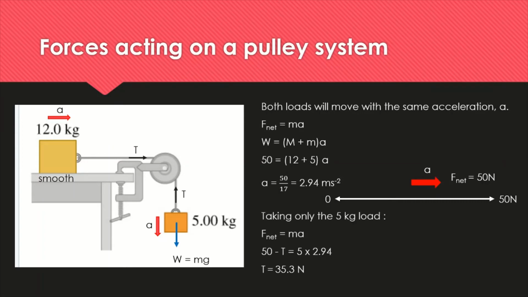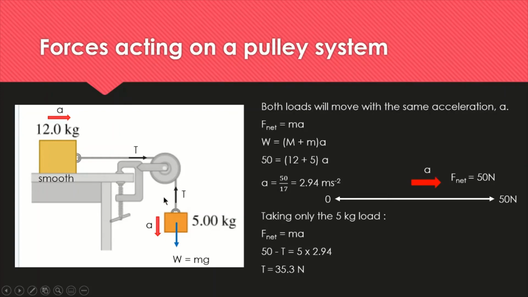Okay. Now, if we want to calculate the tension of the rope, again, we cannot calculate the tension of the rope if we look at this system as one whole system. We have to split it into two parts. So let's say we take the part of the 5 kg load, this one only. So we have F equals MA.